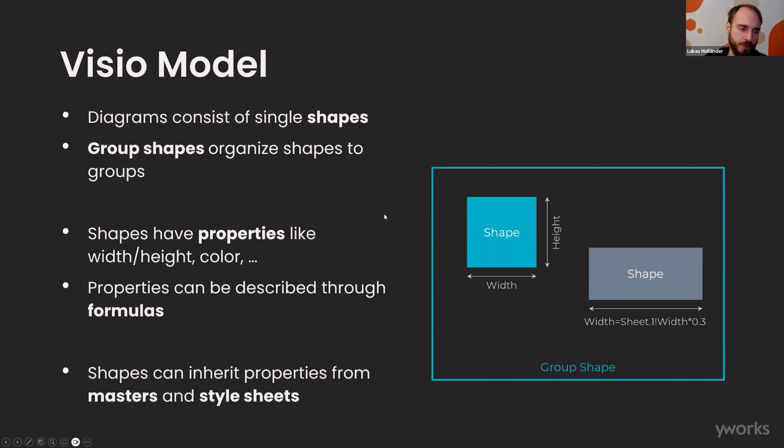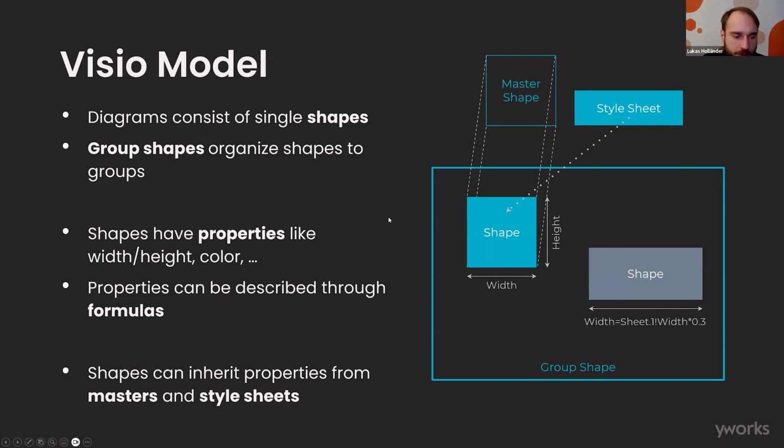In addition to that, shapes can inherit properties from masters and style sheets. So the properties from this master shape are inherited by the shape on the page, and style sheets also apply styles to the shape. So you can imagine them like CSS style sheets.